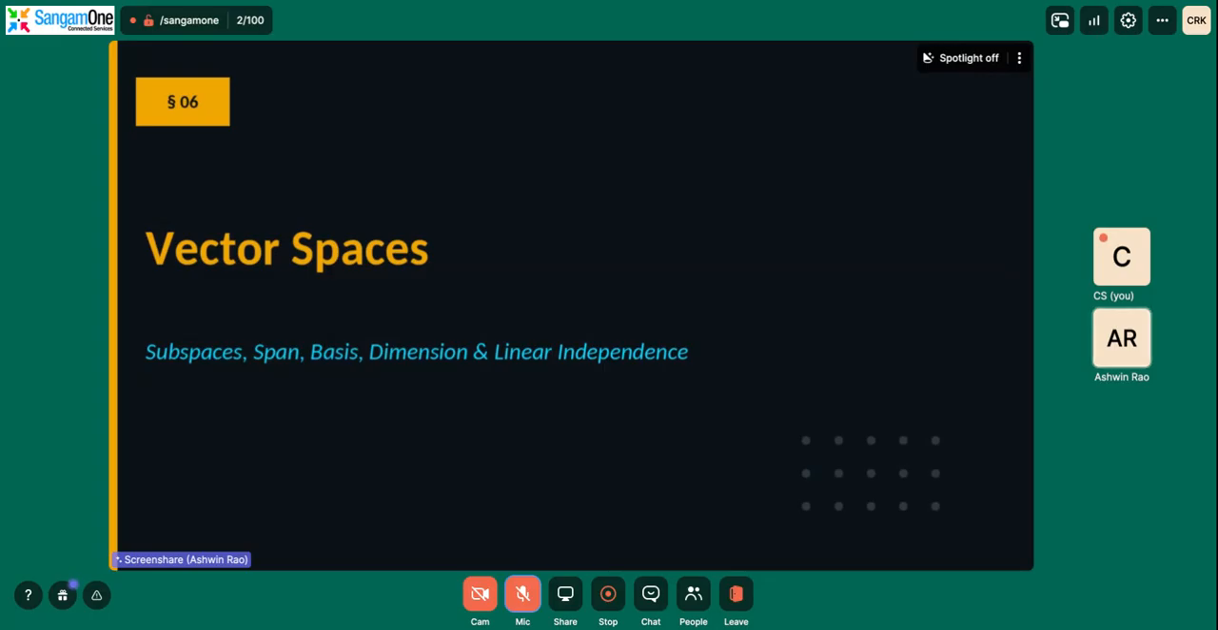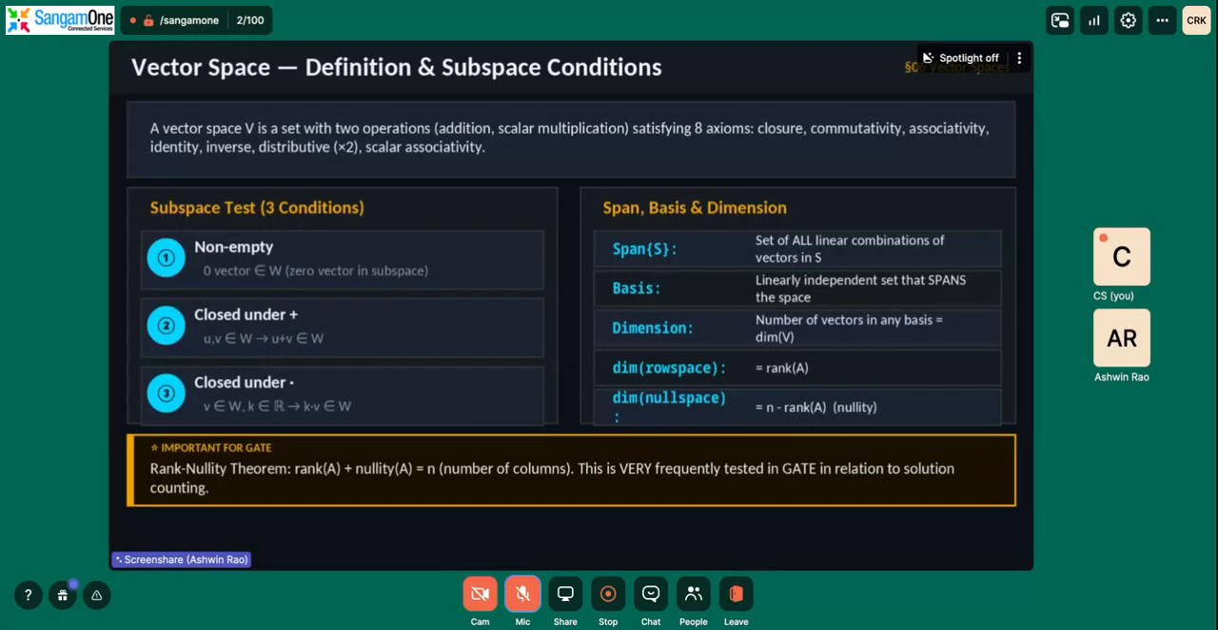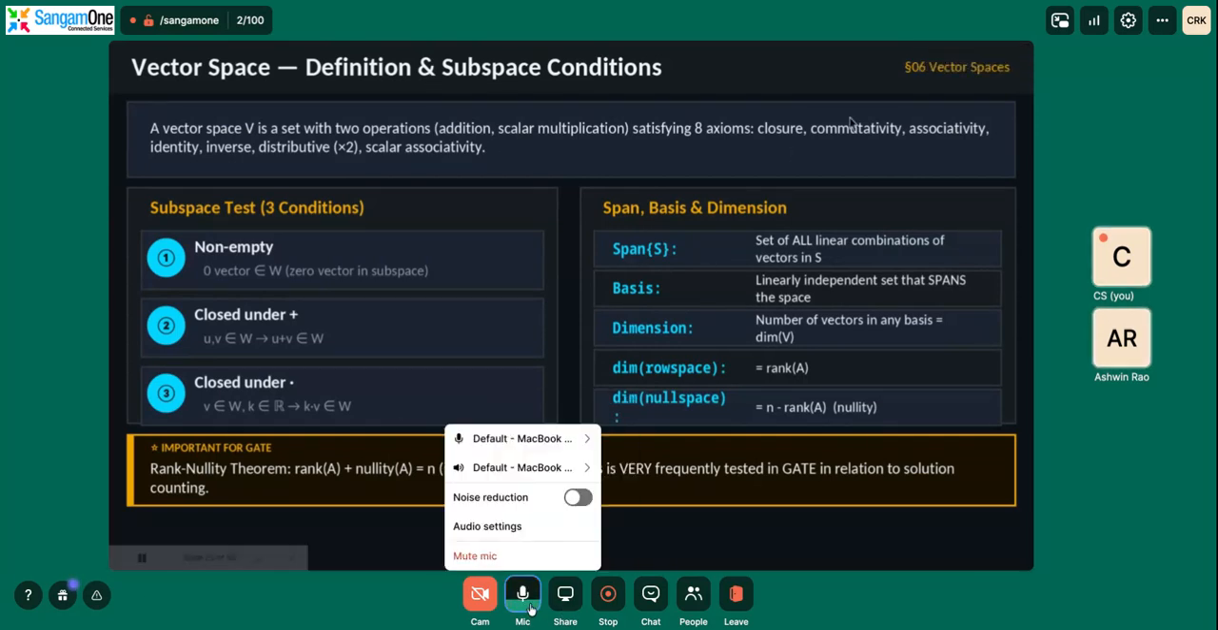Moving on to vector spaces, which involve subspaces, span, basis, dimension, and linear independence. A vector space is a set with two operations, addition and scalar multiplication, satisfying eight axioms: closure, commutativity, associativity, identity, inverse, distributive, and scalar associativity. Here, as you can see, what is closure?